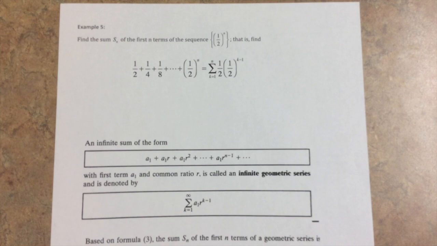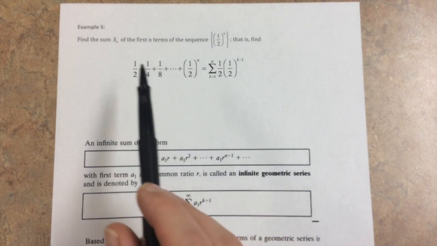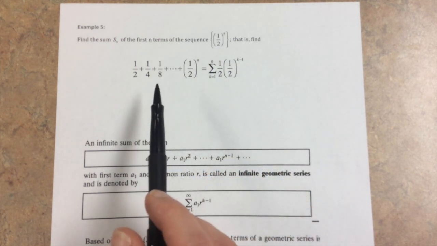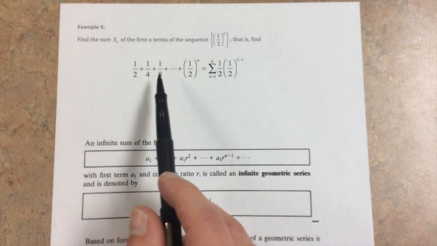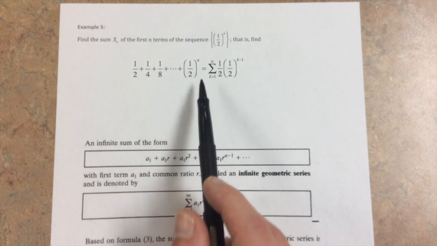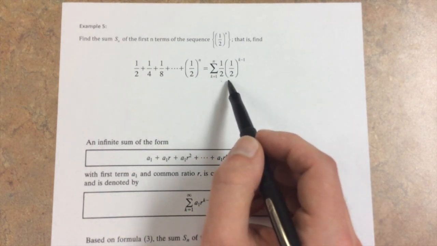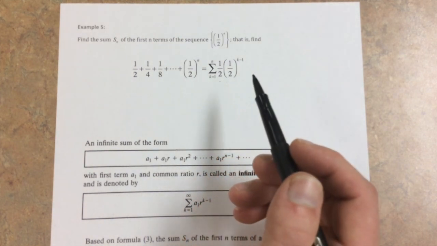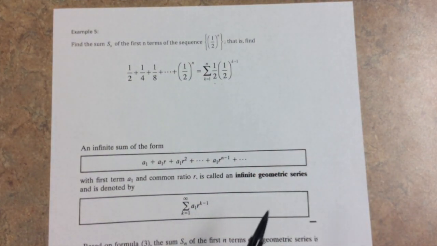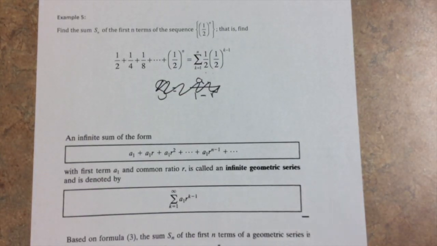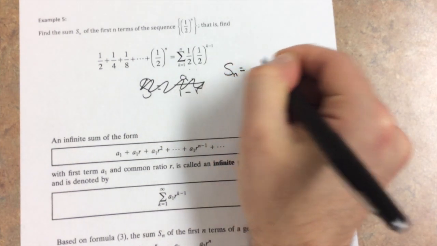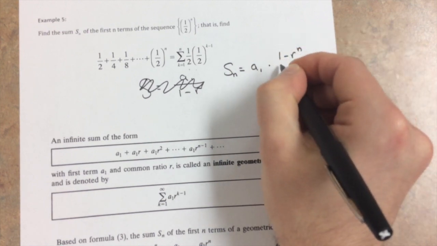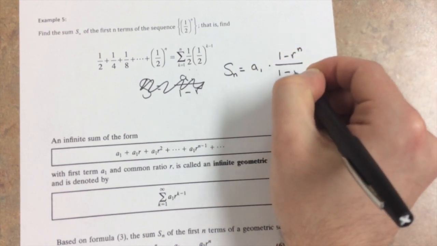On this page, we want to find the sum of the first n terms of the sequence 1/2 to the n. That means we want to find the sum of 1/2 plus 1/4 plus 1/8 all the way up to 1/2 to the n. So here's our summation notation. We want to use the formula from the previous page: S sub n equals a sub 1 times 1 minus r to the n all over 1 minus r.